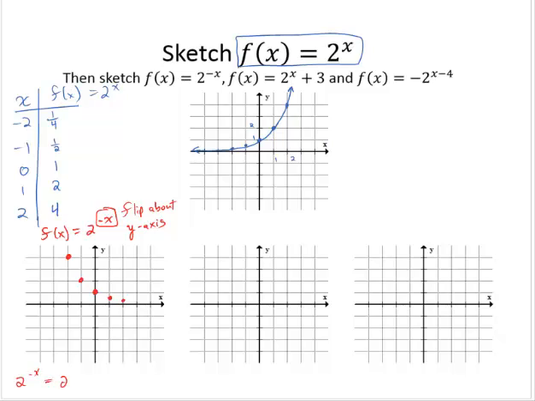Another approach is to remember that if we have 2 to the negative x, that's the same as 2 to the negative first to the x, which is the same as 1/2 to the x. And then you could create a table of values for that function. In either case, we get a decreasing function that is asymptotic to the x-axis as x approaches positive infinity.